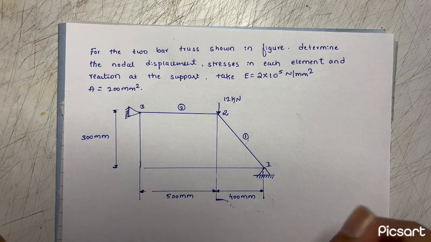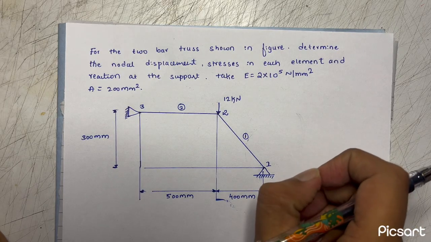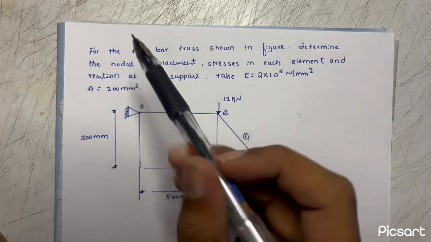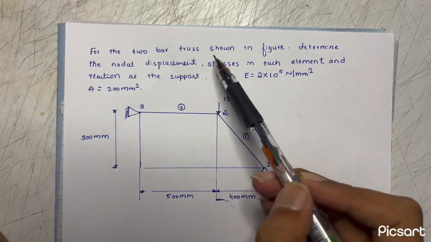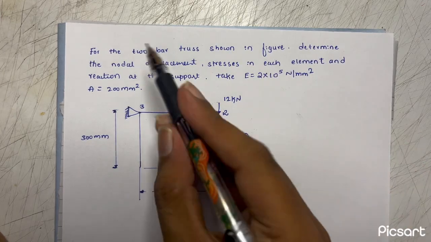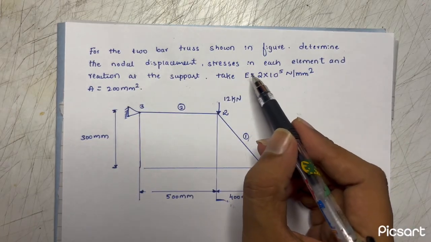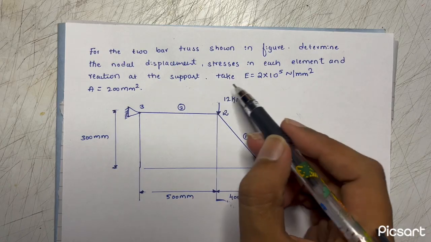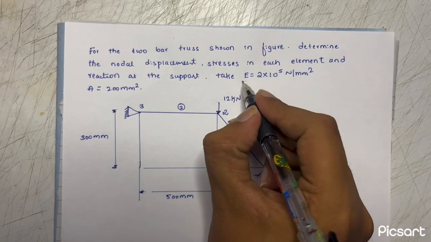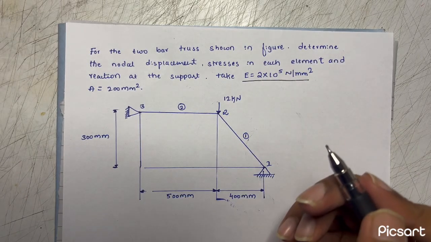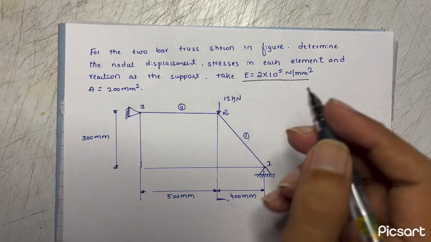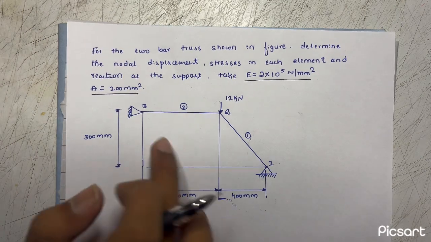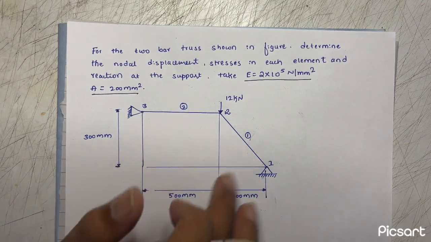Today we are going to discuss the second problem, which is based on truss. In this problem, for the 2-bar truss shown in figure, determine the nodal displacement, stresses in each element and reaction at the support. Take E, that is Young's modulus, 2 into 10 raised to 5 Newton per mm square, and area is 200 mm square. This is the structure.